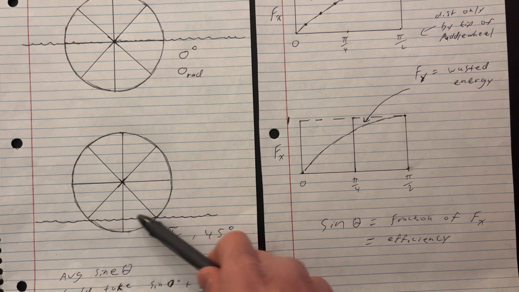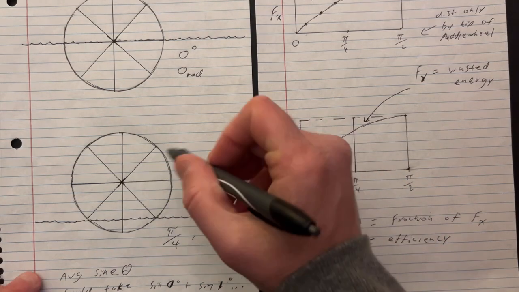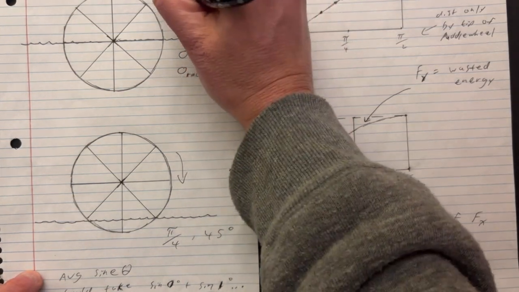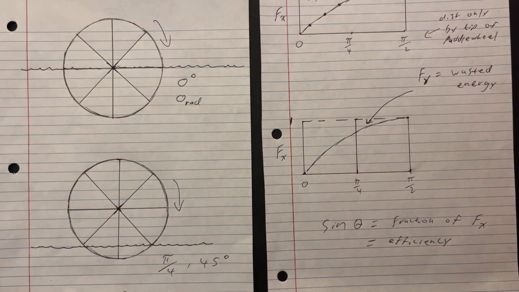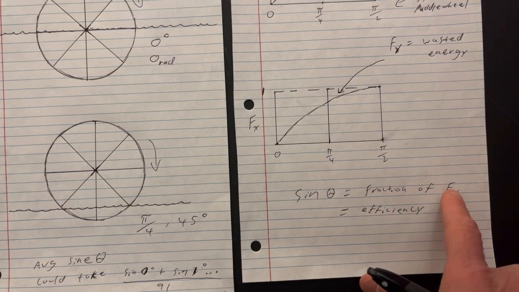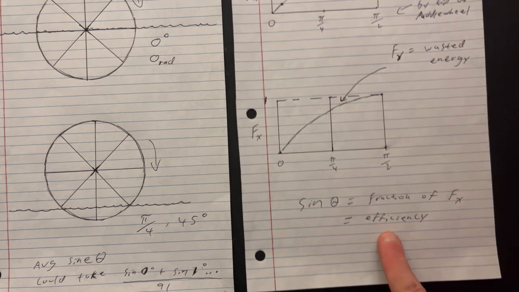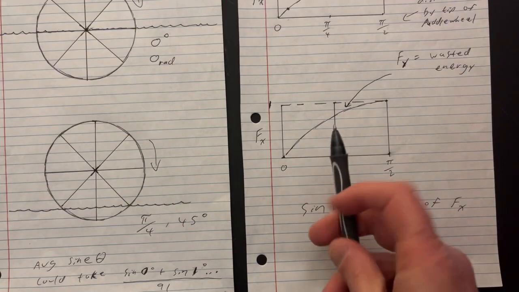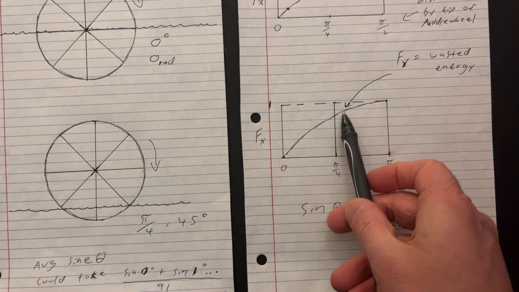You could double this length if you want to, but you'll get the same ratios. So I'm just looking at, say, the front of the paddle wheel right here. I guess I should show these arrows coming down here. The paddle wheel is spinning clockwise as we look down on it. So right here, just the sine of theta equals the fraction of force in the x direction, which also equals the efficiency. Notice right here we have very little wasted space up here because we're looking at about 90% efficiency.